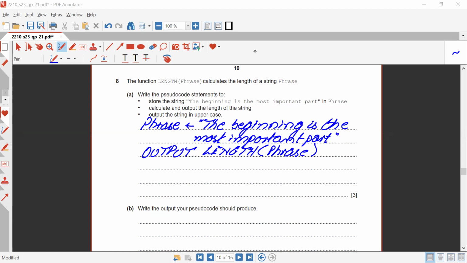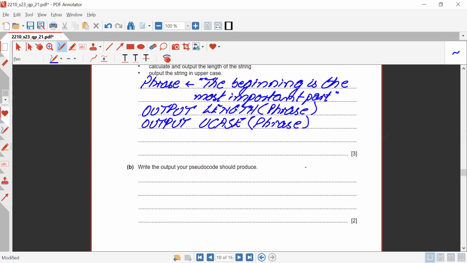Finally, they are saying output the string in the uppercase. Now you need to output the string in the uppercase. So again, output UCASE for uppercase, LCASE for lowercase, and whatever the string is there. So it's phrase uppercase. Now they are saying write the output the pseudocode should produce.